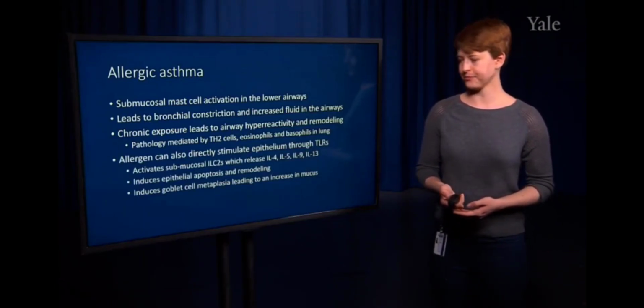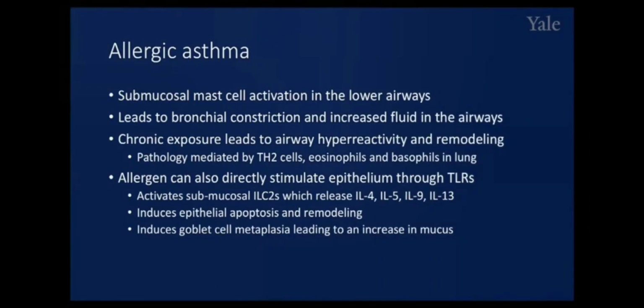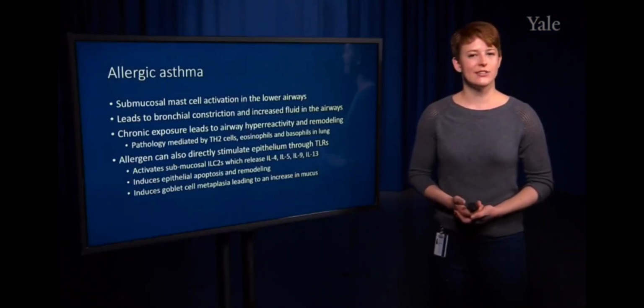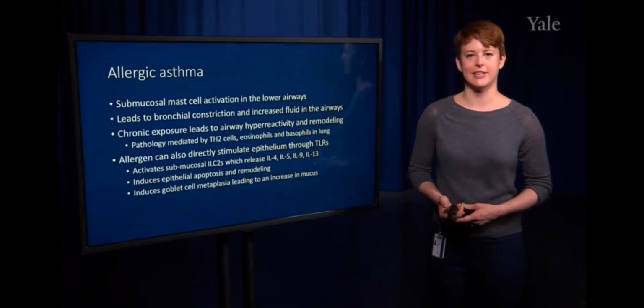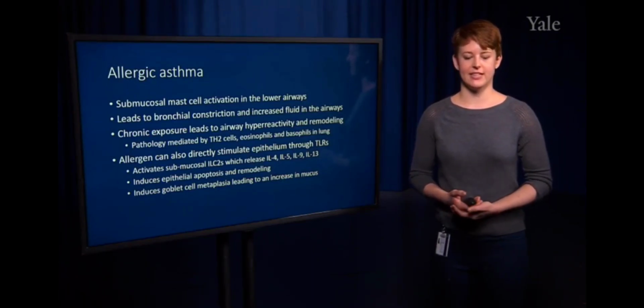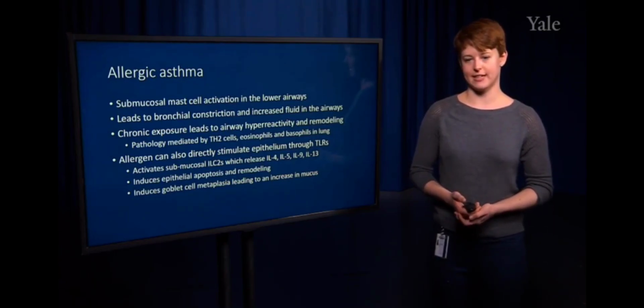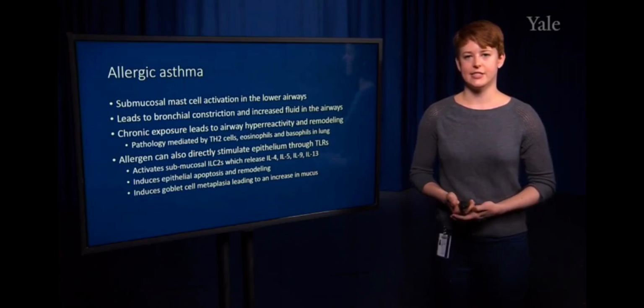These allergens can also actually directly stimulate the epithelium by engaging toll-like receptors. So these in particular can activate ILCs that are below the mucosa, which then subsequently release IL-4, IL-5, IL-9, and IL-13, which are stereotypic Th2 cytokines. And this induces epithelial apoptosis and remodeling. And it can also induce something called goblet cell metaplasia. And this is where normal epithelial cells can differentiate and become goblet cells, which produce mucus. And this leads to a chronic increase in mucus in the airway.